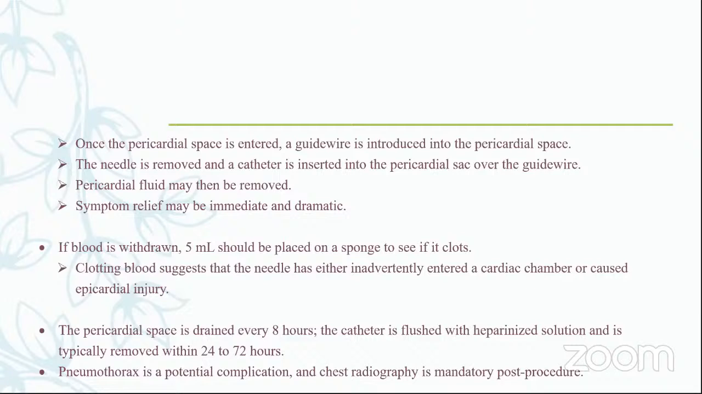Once the pericardial space is entered, the guide wire is introduced, the needle is removed, and the catheter is inserted over the guide wire. Then the pericardial fluid can be drained, and usually the symptoms will be relieved immediately. If blood is drawn, you should take 5 ml and place it over a sponge to see if it clots, because clotting of the blood will suggest that the needle has either entered the cardiac chamber or caused epicardial injury. The pericardial space is drained every 8 hours, then the catheter can be removed within 24 to 72 hours. Pneumothorax is a potential complication, so chest X-ray is mandatory post-procedure.